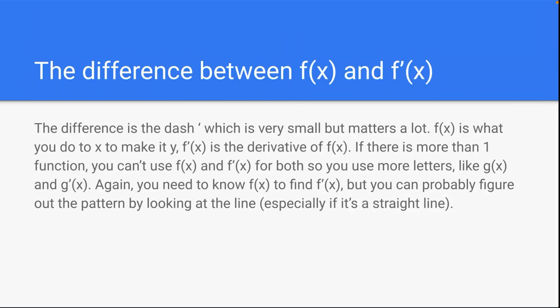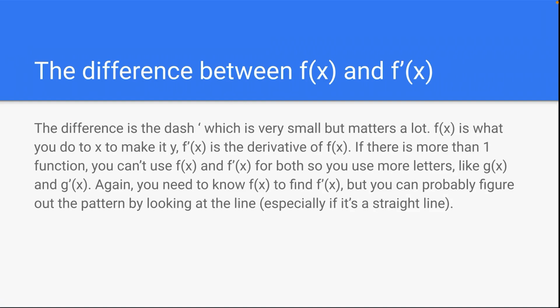The difference between f of x and f dash of x. That dash, which is very small but matters a lot, changes the entire equation. f of x is what you do to x to make it y, as I've already said. f dash of x is the derivative of f of x, and if there is more than one function, you can't use f of x and f dash of x for both. So you use more letters like g of x and g dash of x. You can also do h of x, h dash of x, I use the whole alphabet if you need.